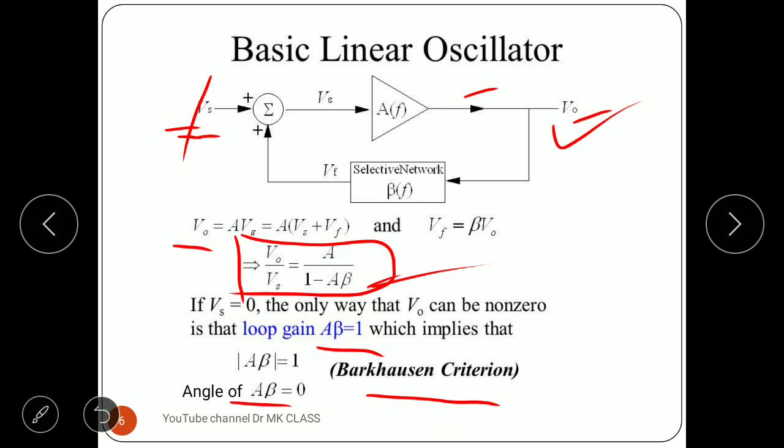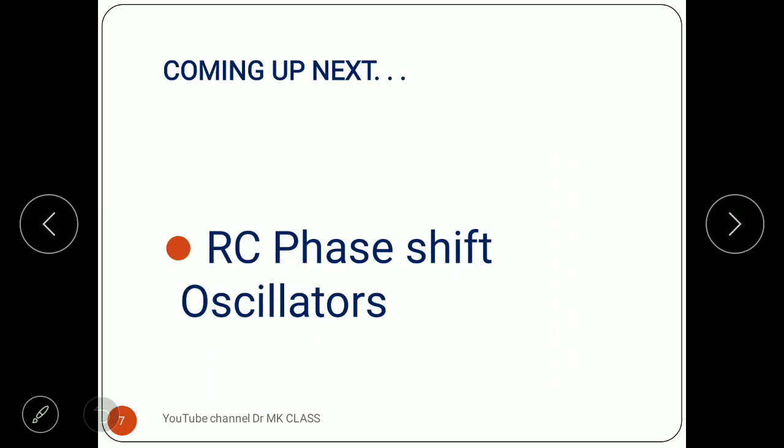The second condition, to satisfy this, is that the magnitude of A into beta equals 1, and the angle of A beta must be 0. These two we call the Barkhausen criteria for oscillators. This is most important for the oscillator condition, and from an exam point of view also this is important.